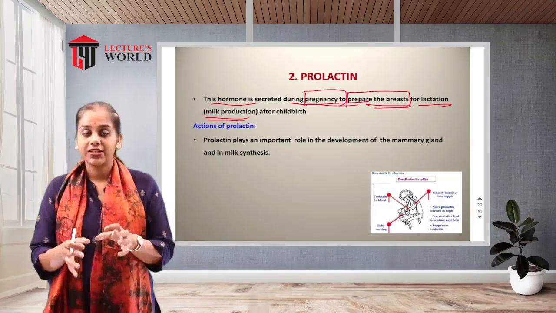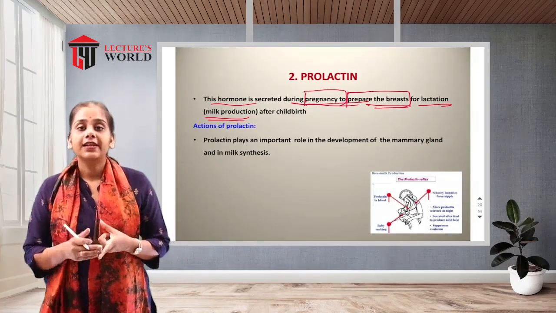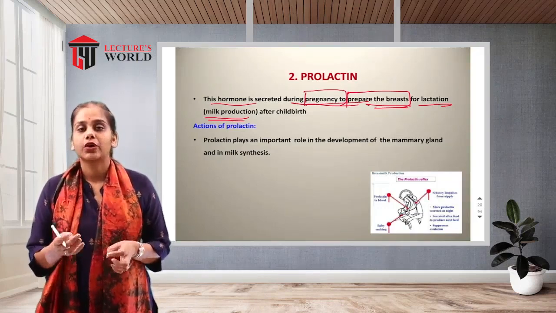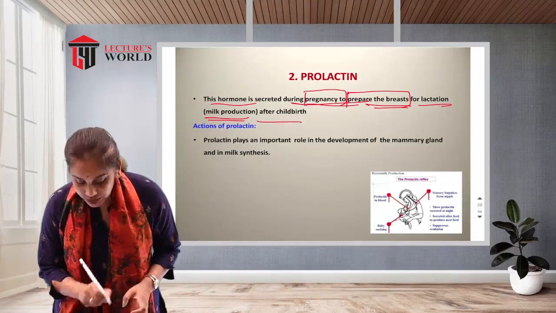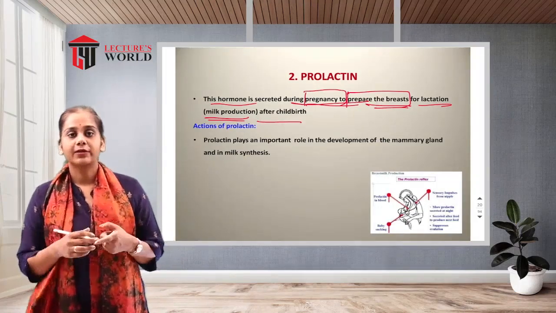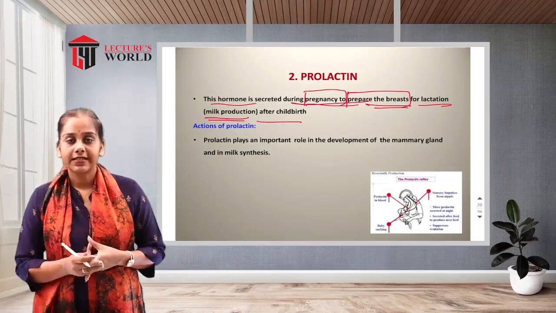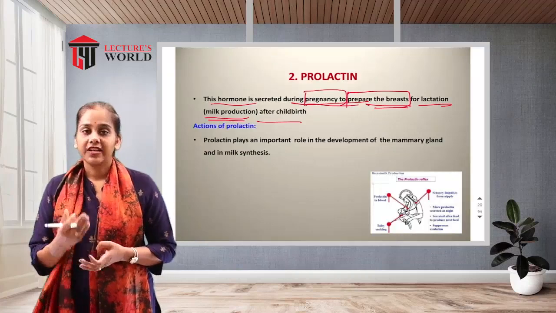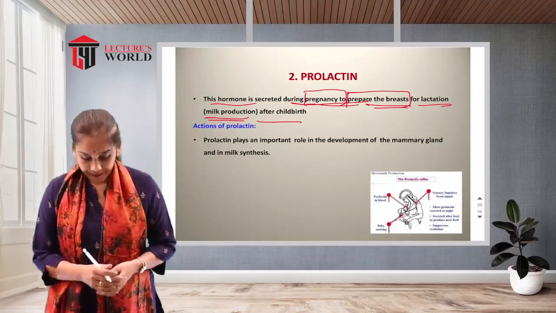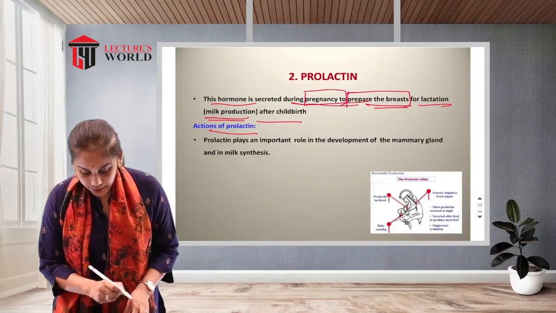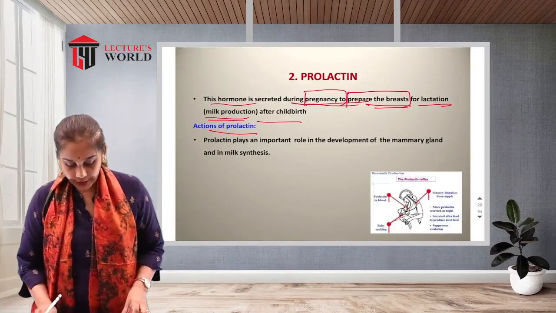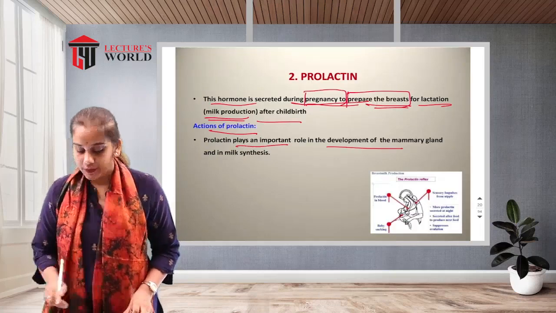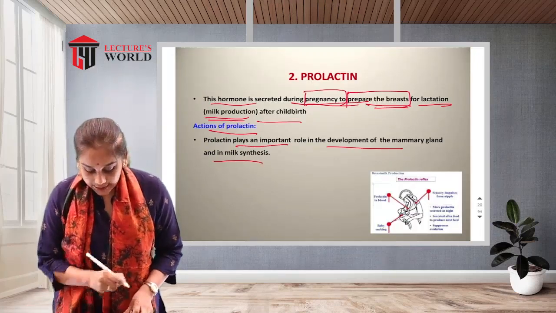What is lactation? Lactation means milk production in the breast after childbirth. So they prepare the breast for lactation. Then the action of prolactin: prolactin plays an important role in the development of the mammary gland and in milk synthesis.